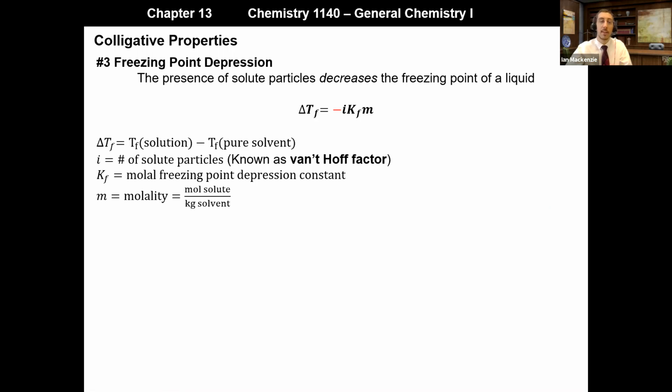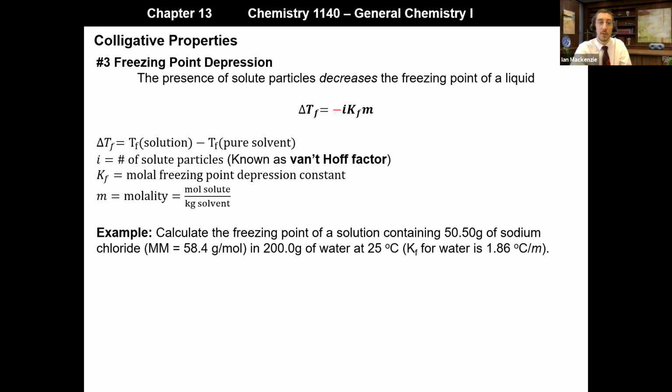So delta TF is again just the change in the freezing point. So it's the temperature of the solution, the freezing point of the solution, minus the freezing point of the pure solvent. i is the van't Hoff factor. KF is now the molal freezing point depression constant, which will be given to us in a table. It's different from the molal boiling point elevation constant. And then m is still molality.